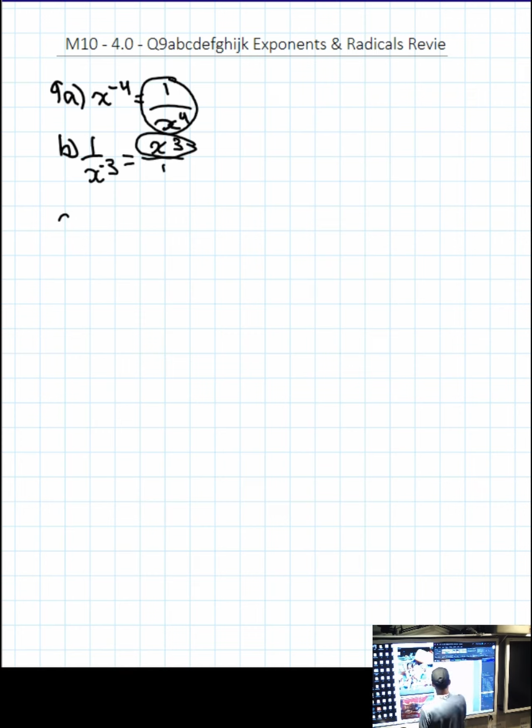Okay, C. 2x to the negative 2. Again, I'm working with negative exponents, so I start off with a fraction. Now, x has a negative exponent. X to the negative 2. I'm going to bring that down to the bottom and make the exponent positive. Now, 2 is just on top. I'm going to leave it there. It doesn't come down if it doesn't have a negative exponent.